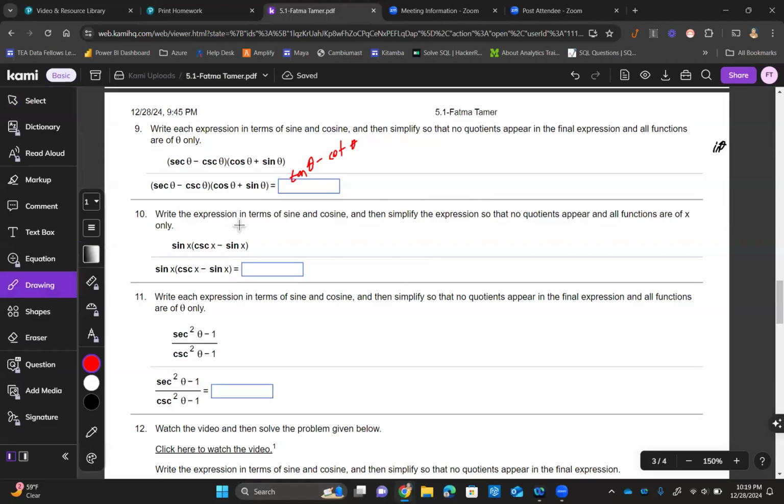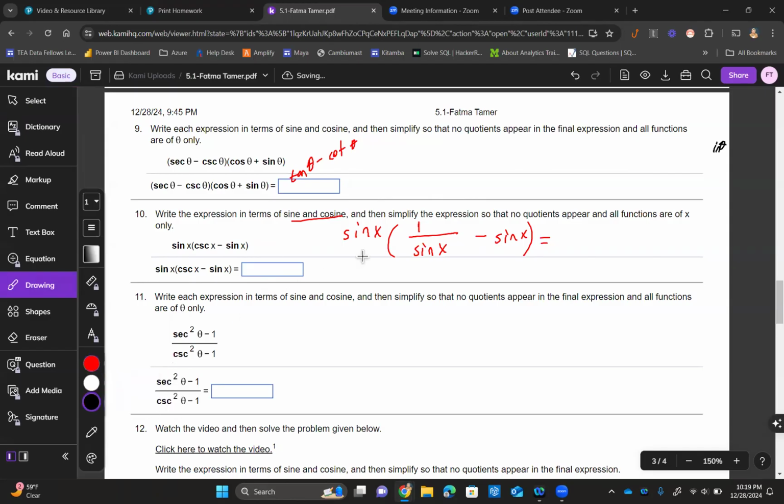For this one now, again, they recommend that we should convert everything to sine and cosine first and simplify. Let's do that this time. The question starts with a sine of x. Instead of cosecant of x, I can write 1 over sine x and then minus sine of x. That's what the question is.